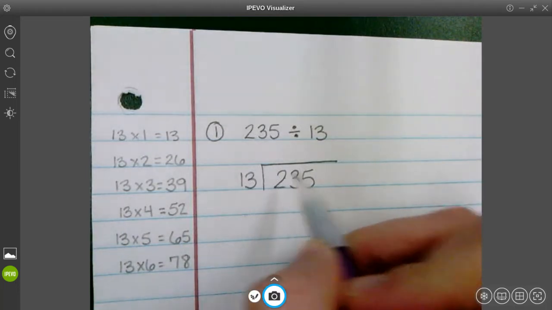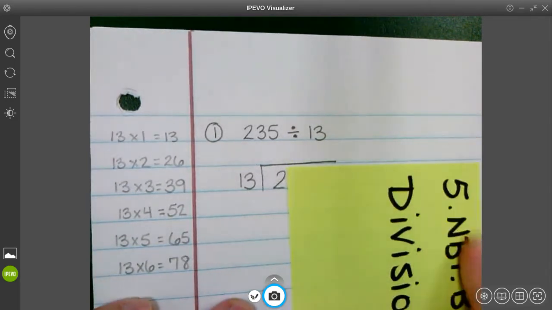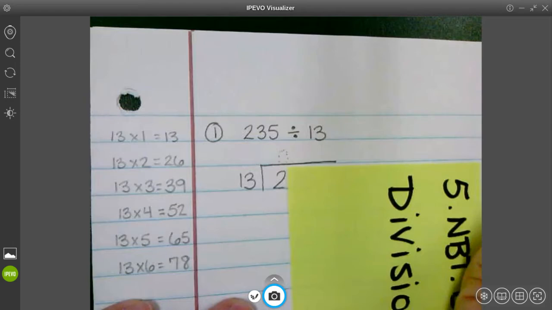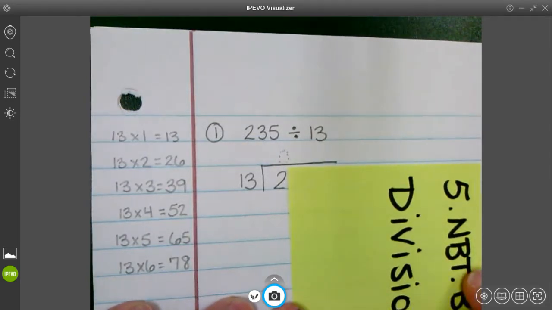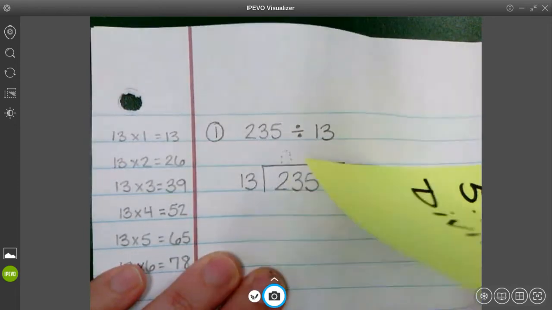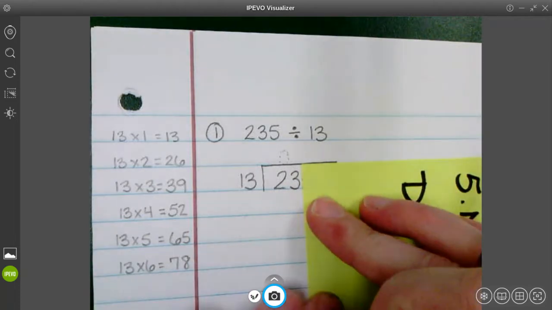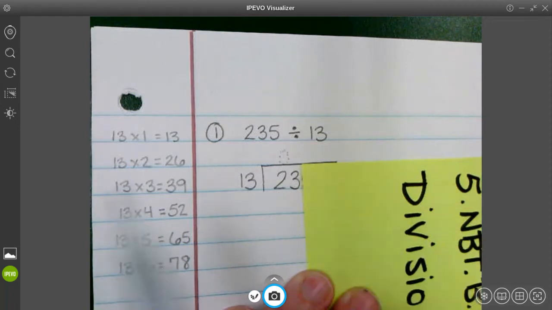Now, we're going to look at just the 2. Sometimes I tell students, cover it up. Will 13 go into 2? If I have 2 eggs, can I give an egg to 13 people? No. So if you need to, draw a little imaginary 0, but we aren't going to include it in our answer. Since 13 can't go into 2, we're going to bump it over here. So we're going to say, how many times will 13 go into 23?